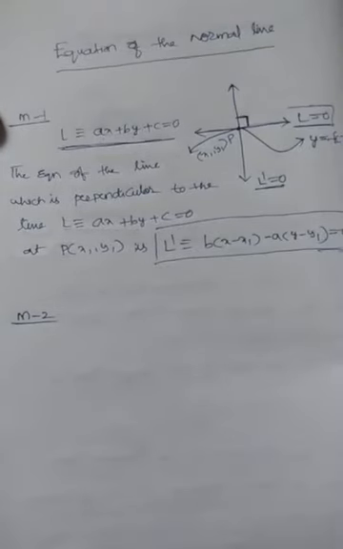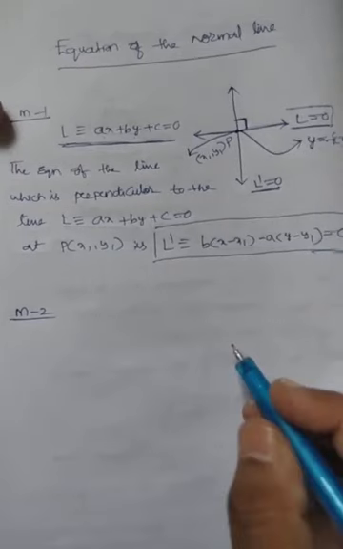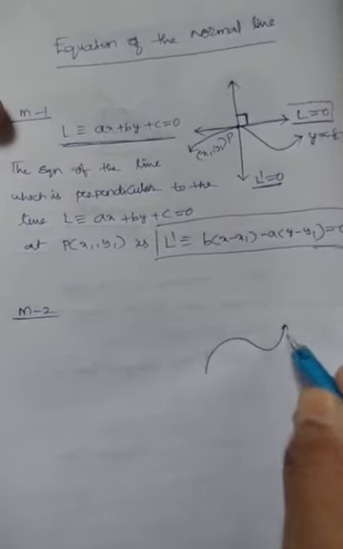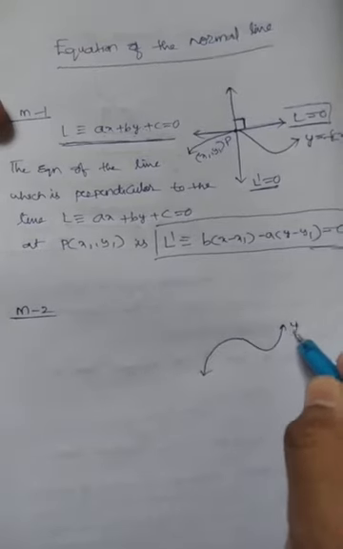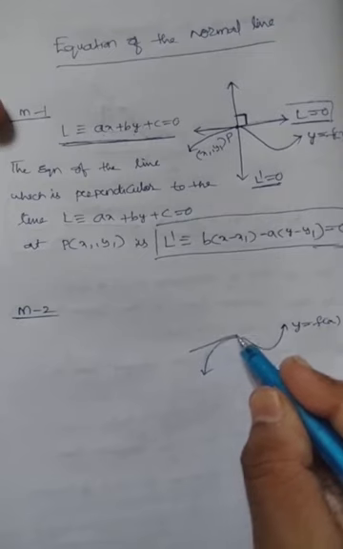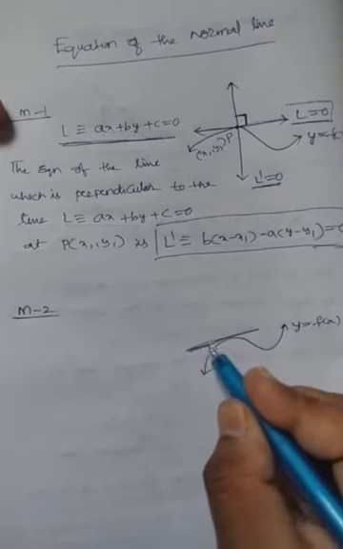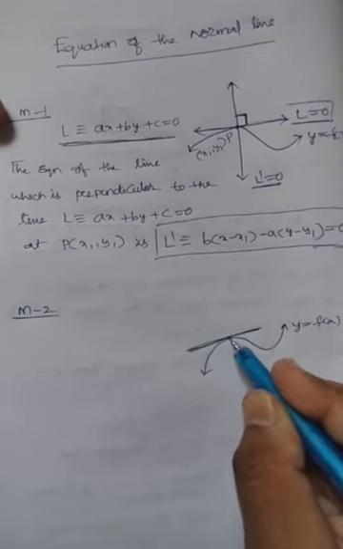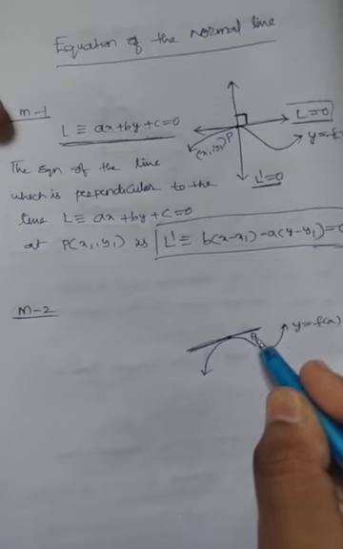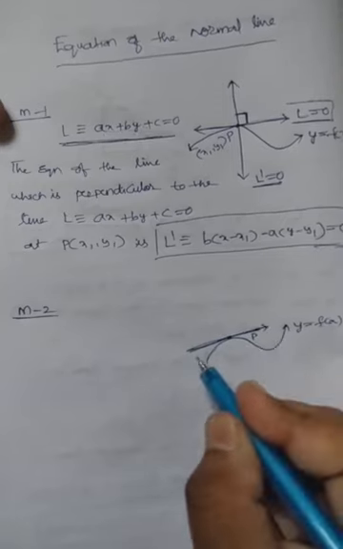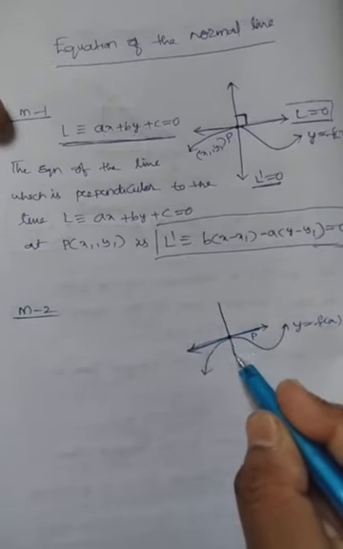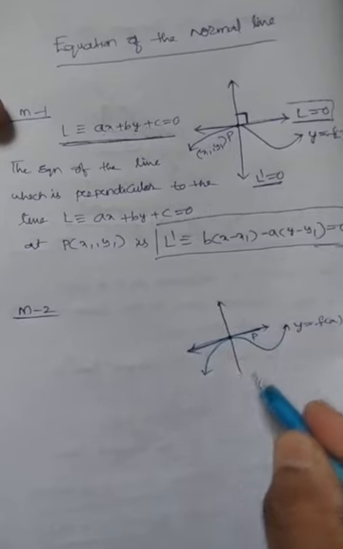Now we are learning the method to find out the equation of the normal line. Okay, so this is the curve y is equals to f of x, and it is the tangent line at the point P. This is the point I am indicating here, and this is the normal line equation we have to find.